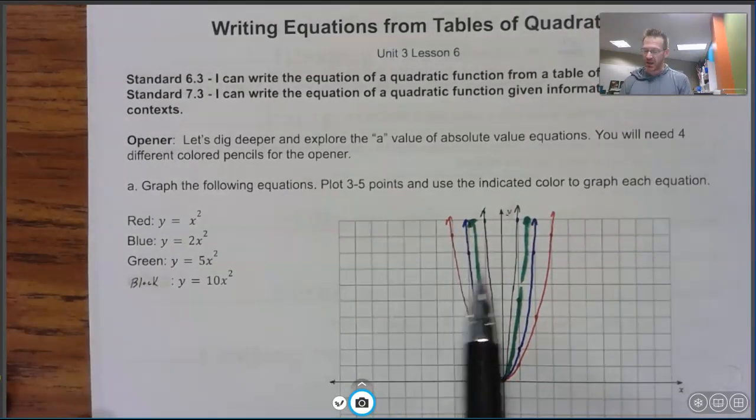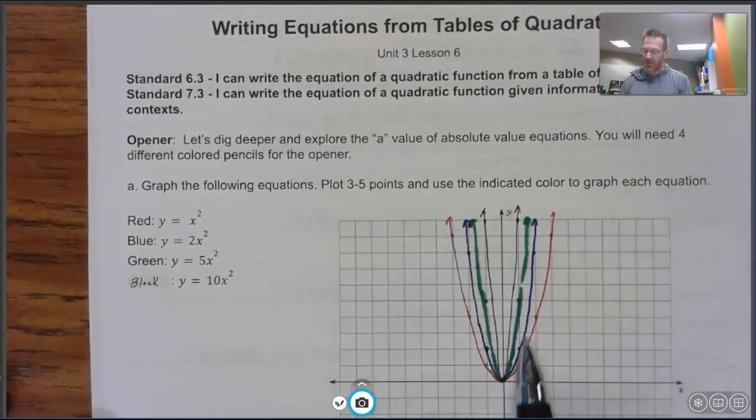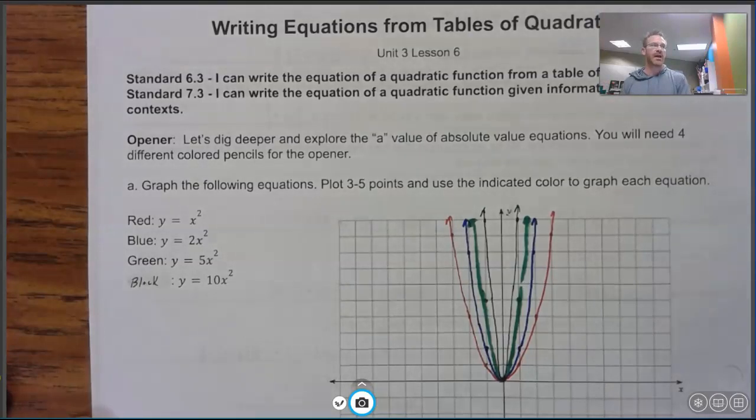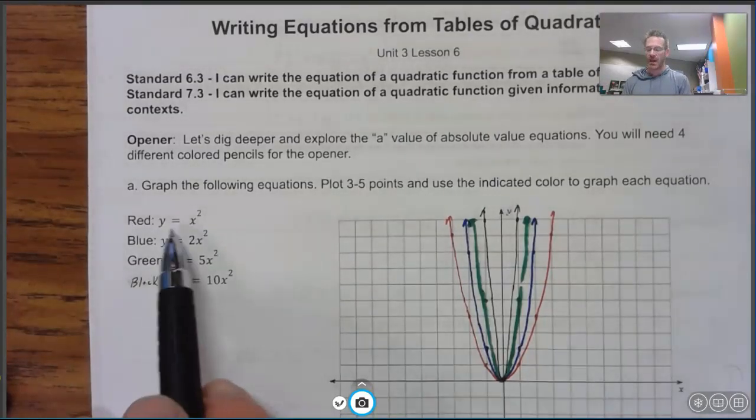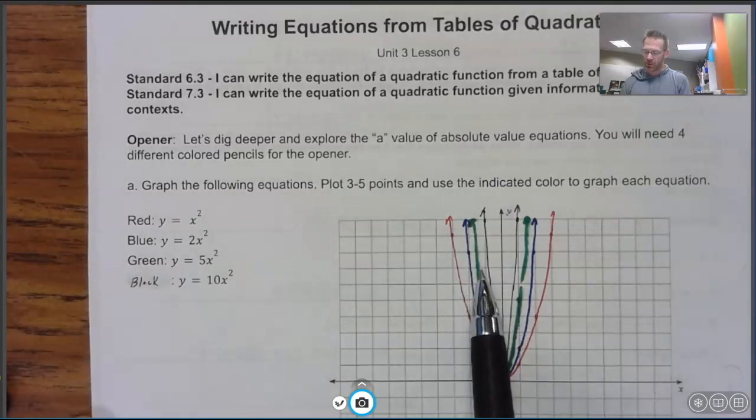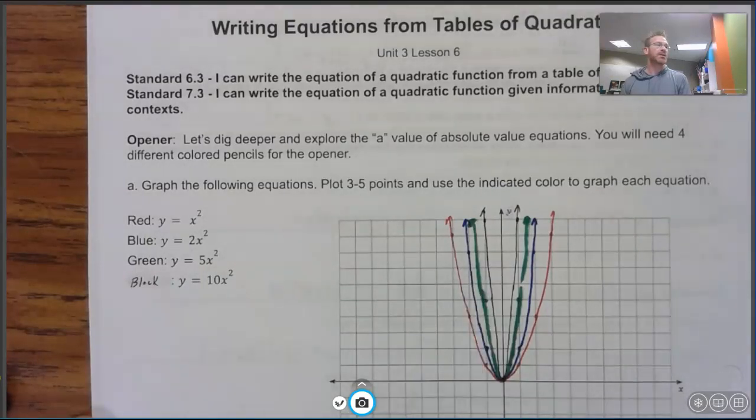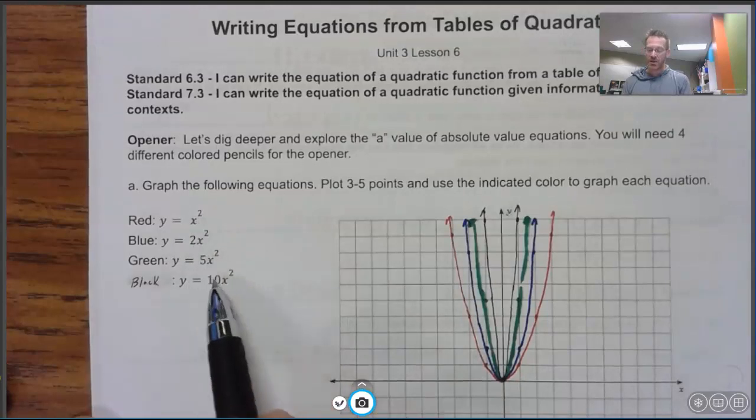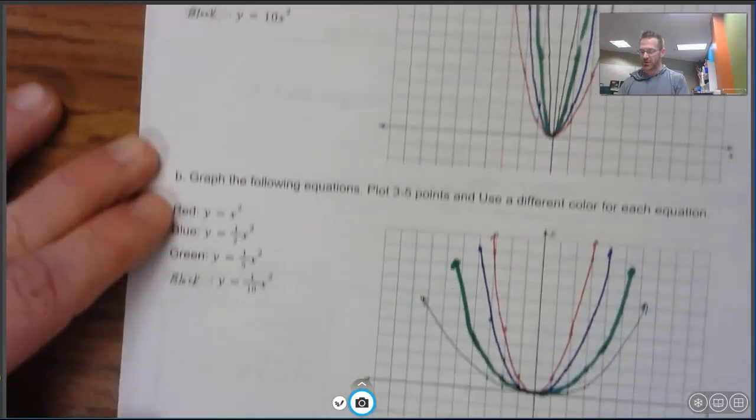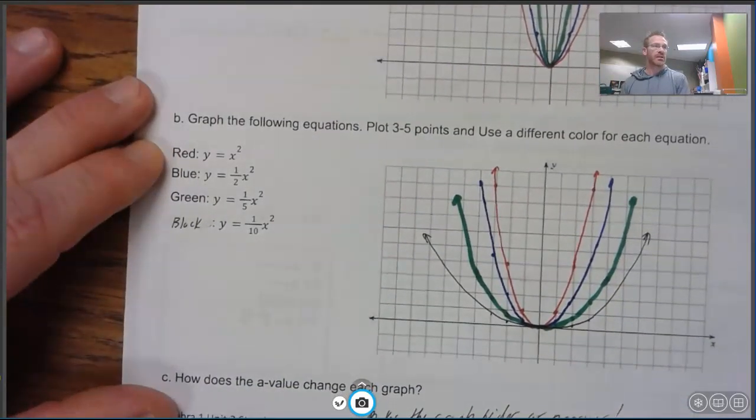And once again, you can see the red here. This time is our parent function. So we have the parent function for every type of function, just like we did for our absolute value function. Vertex is 0, 0, A value is 1. And you can see blue, green, black, that as the A value increases, our graphs get narrower, just like what happened with our absolute value functions.